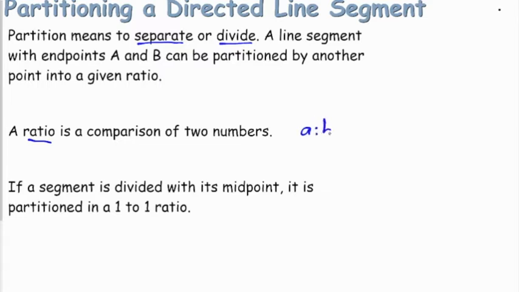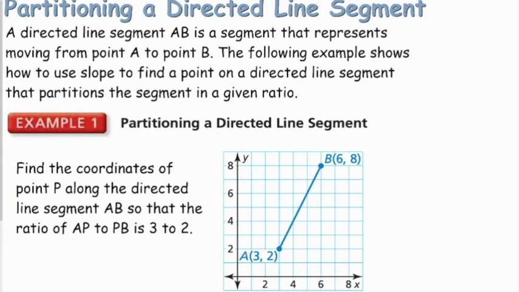So a ratio is a comparison of two numbers. Often you'll see A to B, A over B, or A:B written out, and that's a comparison of two numbers. And if a segment is divided with its midpoint, then it is partitioned into a 1-to-1 ratio, because each part is equal to the other. So a directed line segment AB is a segment that represents moving from point A to point B.